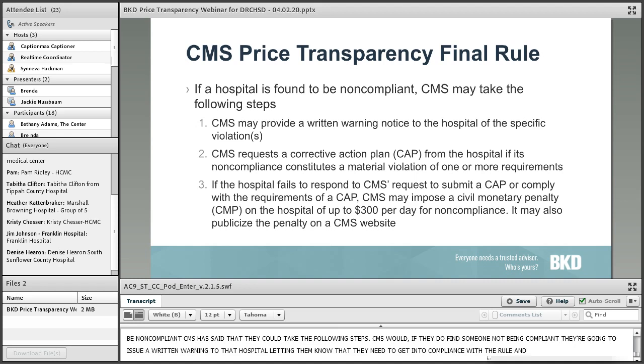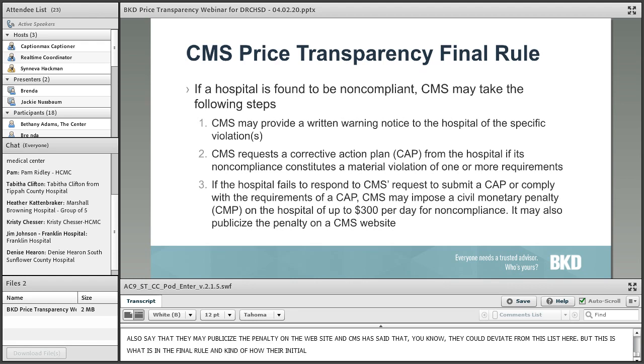If a hospital is found to be non-compliant, CMS has said that they could take the following steps. If they do find someone not to be in compliance, they're going to issue a written warning to that hospital, letting them know that they need to get into compliance with the rule. Then if still nothing happens, CMS could request a corrective action plan from the hospital. And if the hospital still fails to comply and doesn't submit that corrective action plan, CMS has said that they may impose civil monetary penalties on the hospital up to $300 per day for noncompliance.